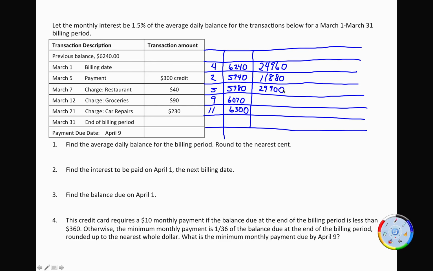9 times $60.70, $54,630. 11 times $6,300, $69,300.